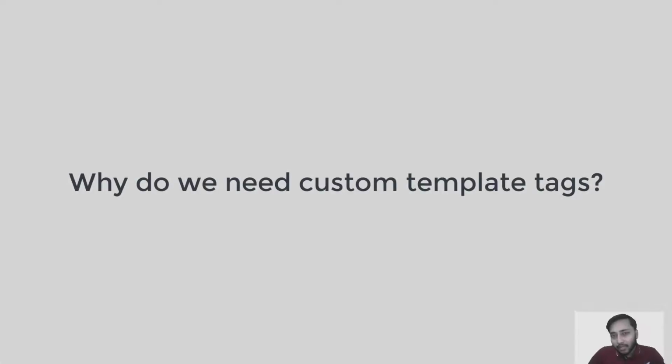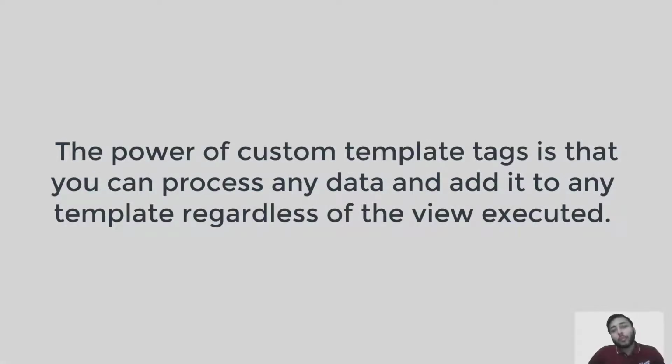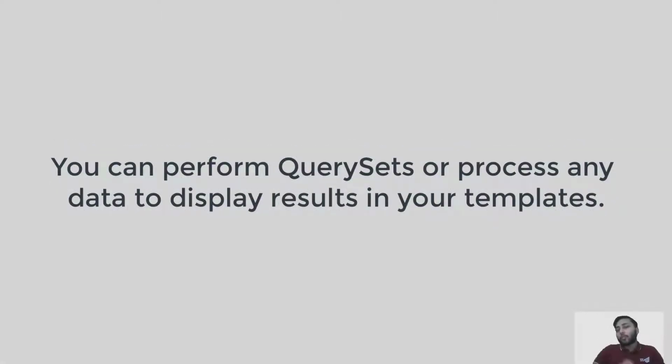At first, we need to understand why we need custom template tags. A custom template tag gives you the power to process any data and render it to any template, irrespective of which view is being executed. For example, let's say you want to find the number of comments posted on a particular post. For this, you should use your custom template tag instead of writing the whole code inside the post detail view. Okay, so let's implement that and understand how it works.